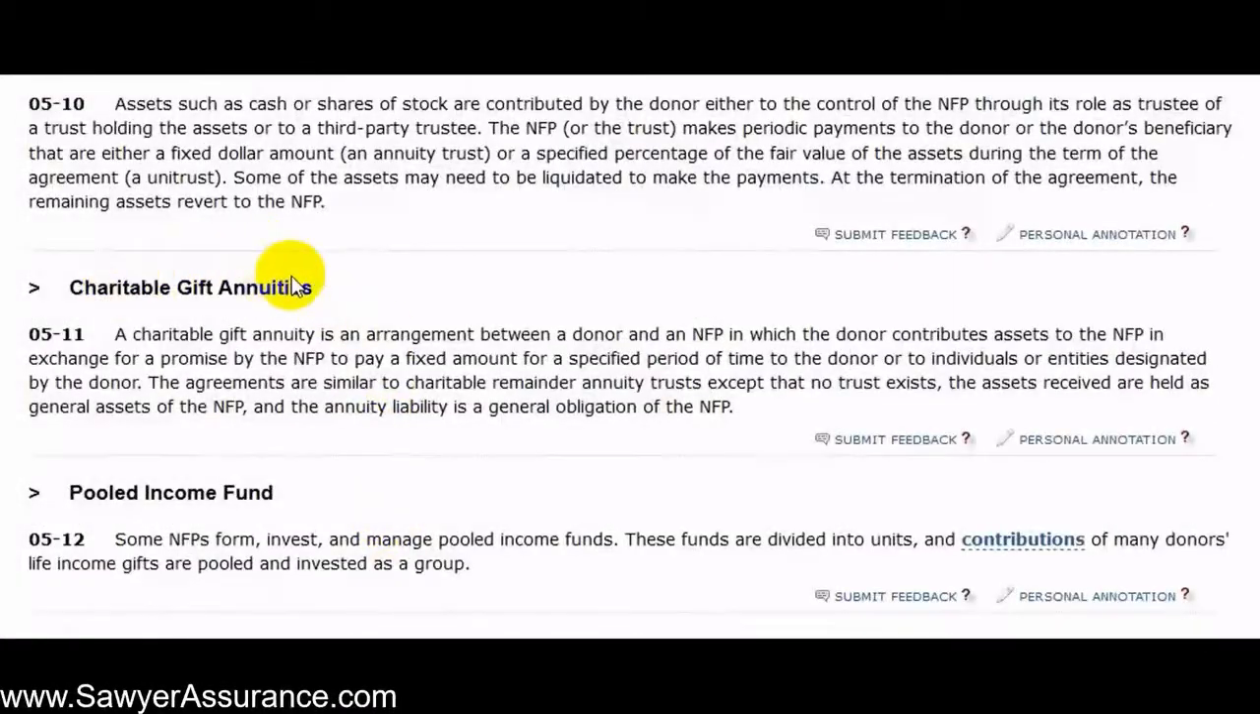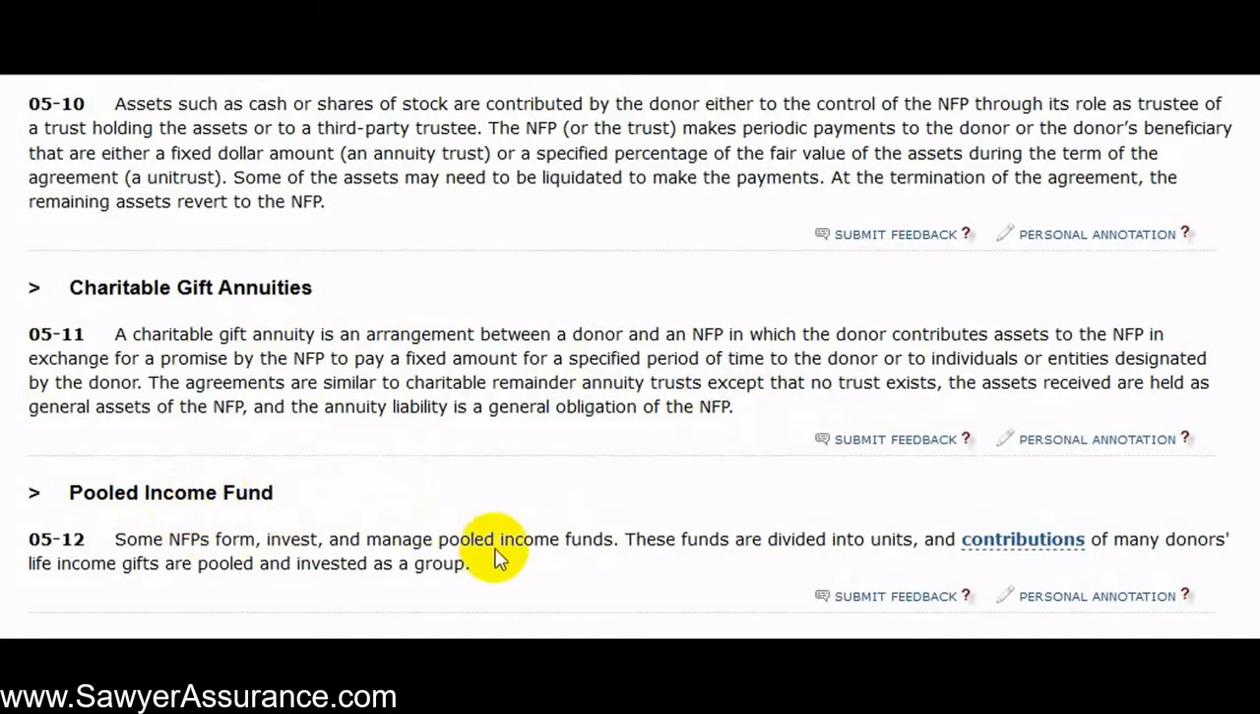And next we have charitable gift annuities, an arrangement between a donor and a not-for-profit entity in which the donor contributes some assets to the not-for-profit, and in exchange, the not-for-profit promises to pay a fixed amount for a specified period of time to the donor or to individuals or entities designated by the donor. In this case, it's similar to the charitable trusts we discussed above, but there's no trust set up. Basically, these assets are sent to the not-for-profit, which records those assets on its books as its own assets, but it also has an annuity liability that it has to pay out periodically over time to the beneficiaries that the donor has designated.